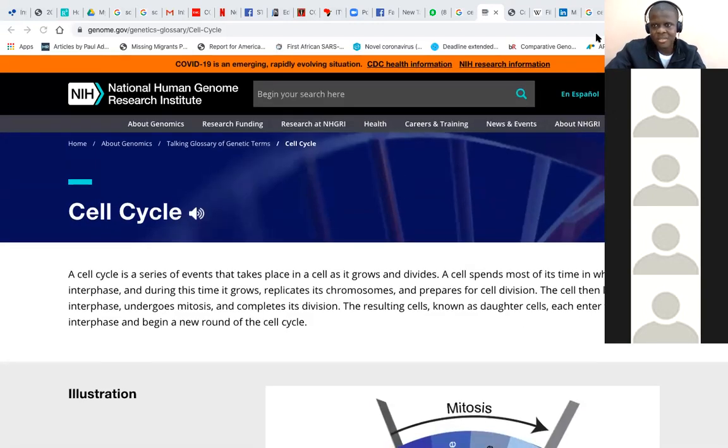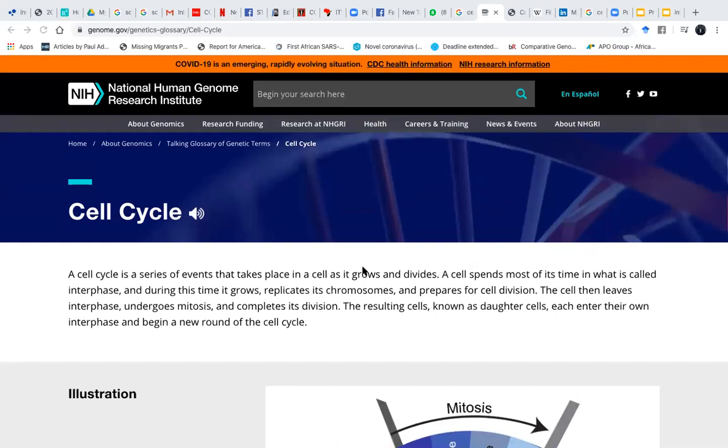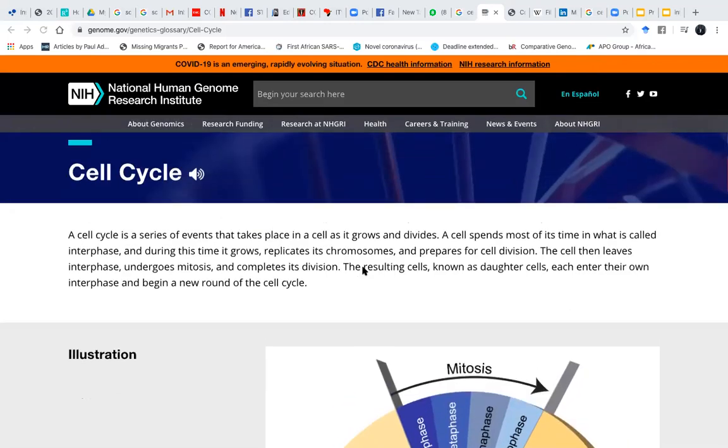So when you look at your screen now, we have the cell cycle. By definition, the cell cycle is a series, as you can see my reference here, that's the NIH, the National Human Genome Research Institute, funded by the US government. The cell cycle is a series of events that takes place in the cell as it grows and divides. So we are looking at everything that happens within the cell during its growth and division. So growth is different, division is different, and you are going to see why.